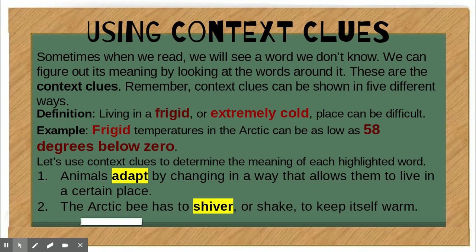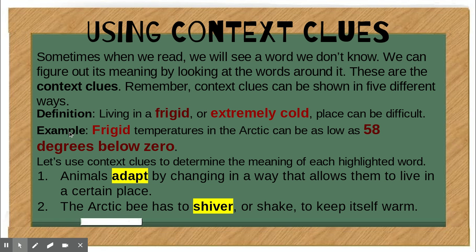Remember, context clues can be shown in 5 different ways. One example is a definition, synonym, antonym, example, or you may have to make an inference. So take a look at this example that uses definition. Living in a frigid or extremely cold place can be difficult. The author used the word frigid and gave you the definition of the word behind the word, which lets you know that frigid means extremely cold.